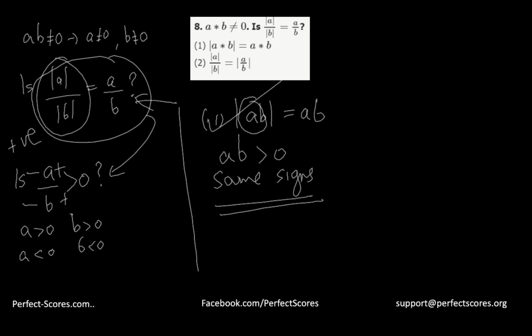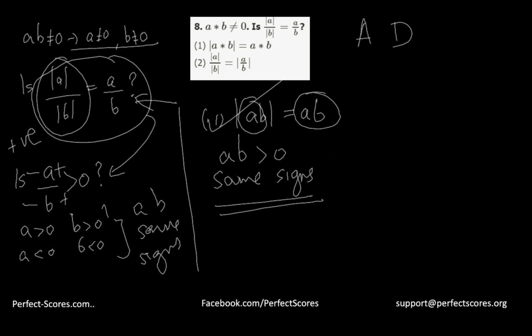Let me reiterate what I did here. So this absolute of A over absolute of B was greater than 0. So the question is asking us, is A over B greater than 0? So the question is asking us, do A and B have the same signs? That's what it's asking us. And that's what statement 1 tells us. Statement 1 tells us that A into B is a positive number. The only way A into B can be positive is if they carry the same signs, and we have already ruled out them being equal to 0. So this statement is sufficient.